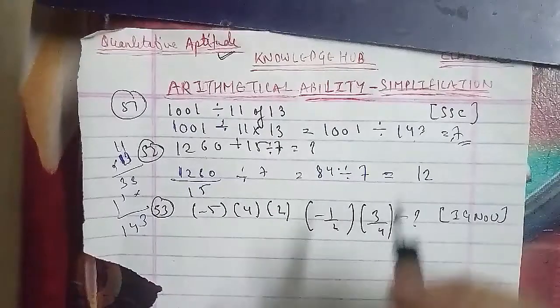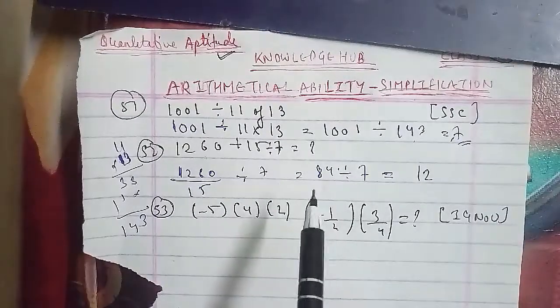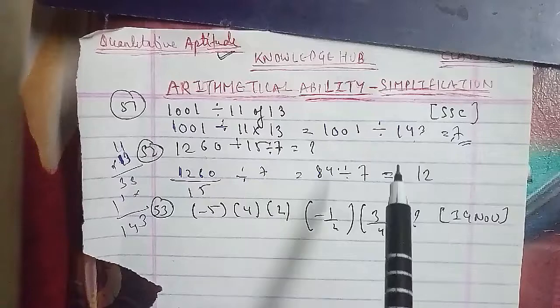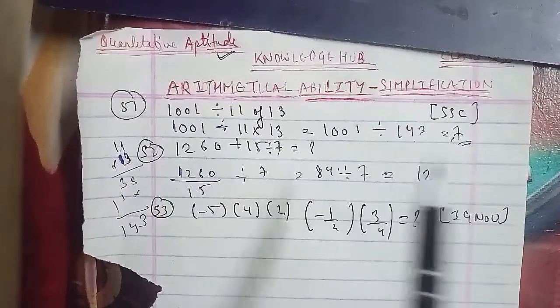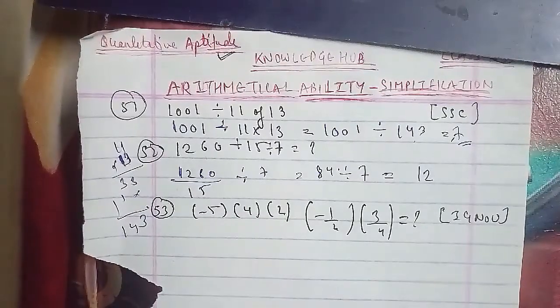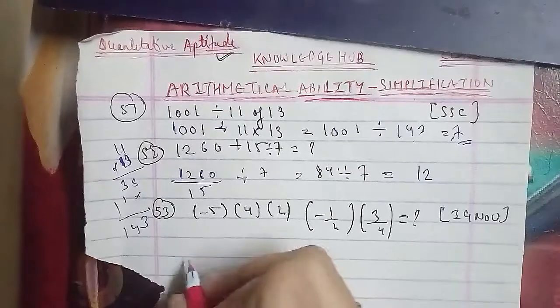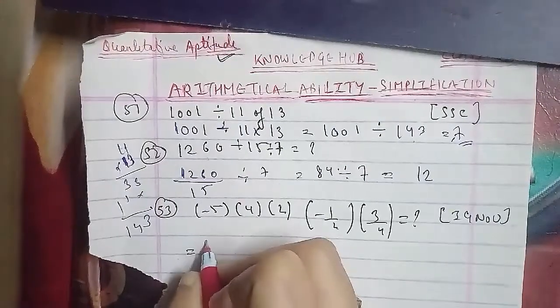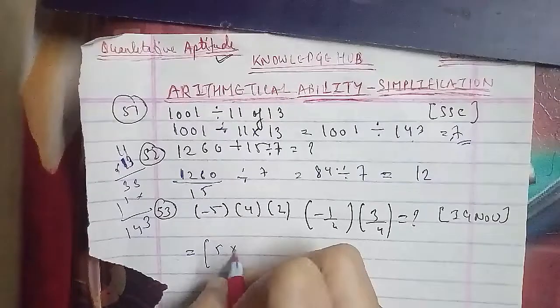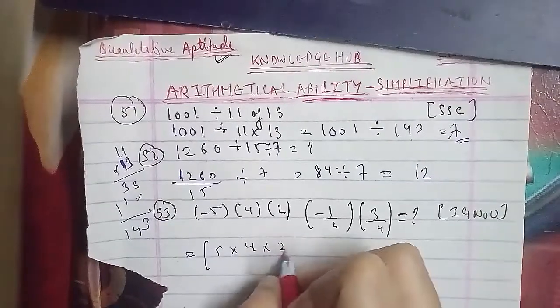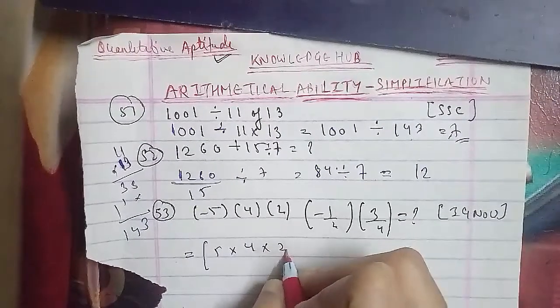So that we have to go ahead. For the given expression, we have 5 into 4 into 2 into 1 by 2 into 3 by 4. This minus minus becomes plus because all in the multiple.